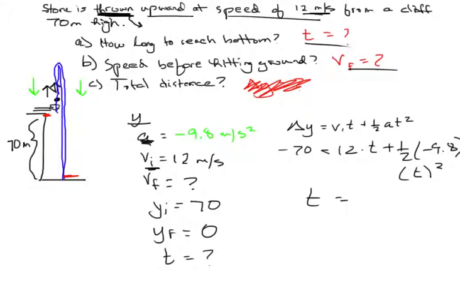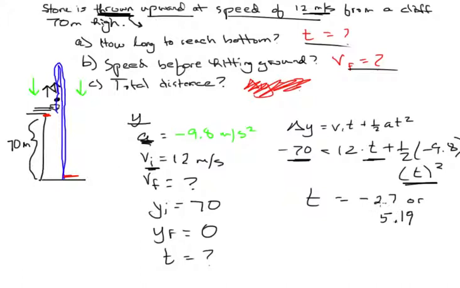What are you going to get? Well, this is a quadratic, right? You have a t squared, you have a t, and then you have a number. So if you do the quadratic formula, which is a pain, you're going to get negative 2.7 or 5.19. Because remember, with quadratic formula, you get two numbers.